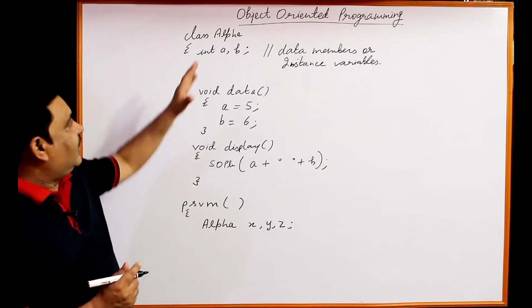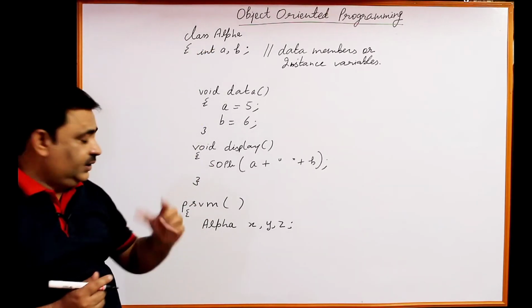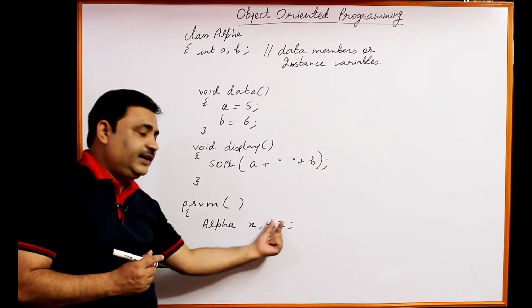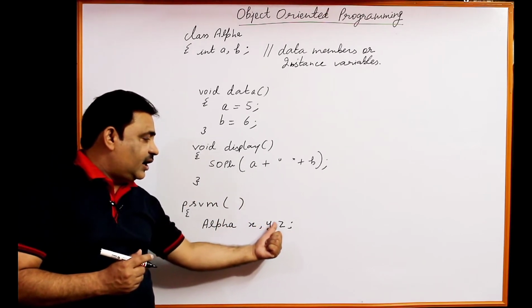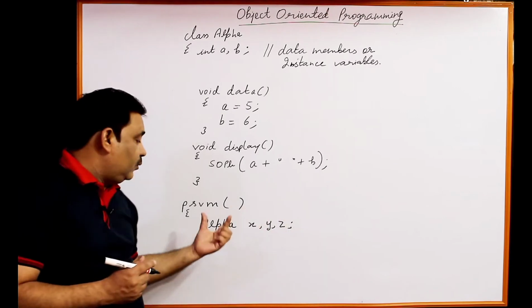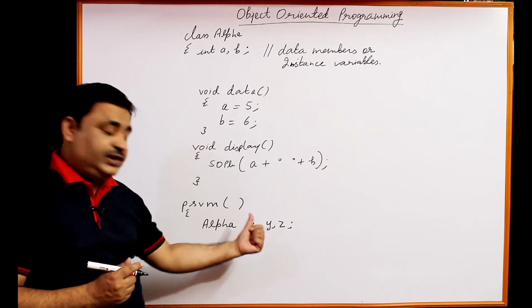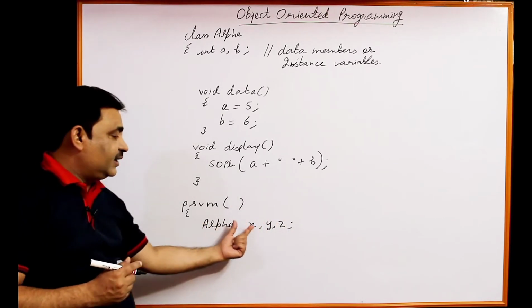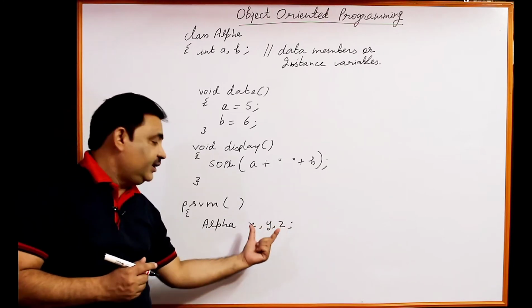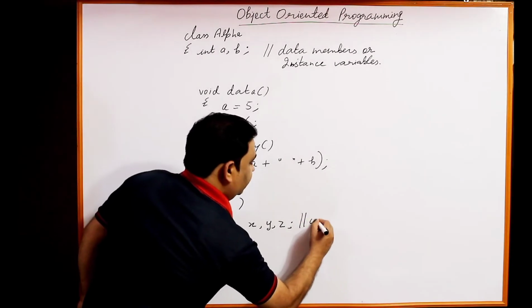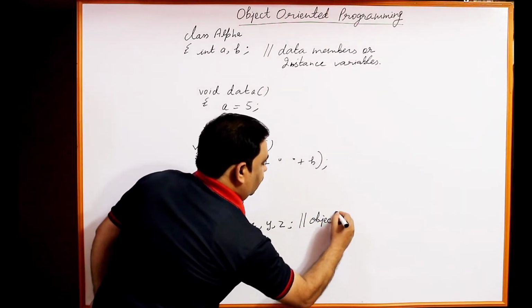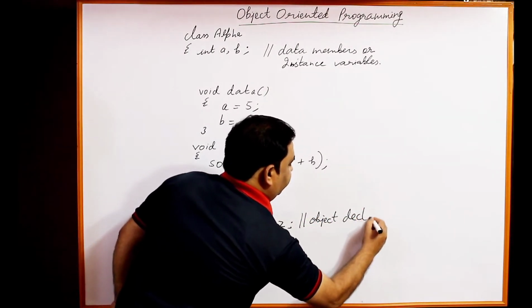Same way, if class alpha is a data type, then we can also declare variables like this. These variables are called objects of alpha type. These variables which are declared with the help of class name are called objects, but here is only object declaration. I am writing here, it is only object declaration.